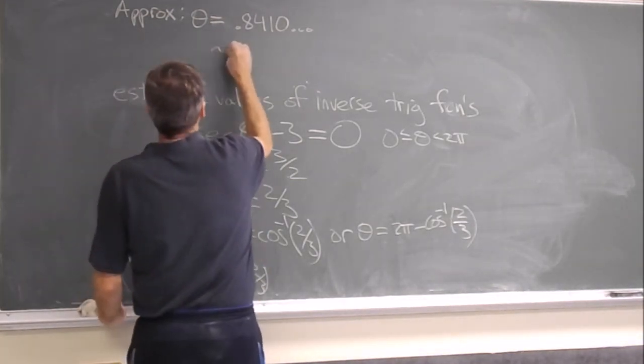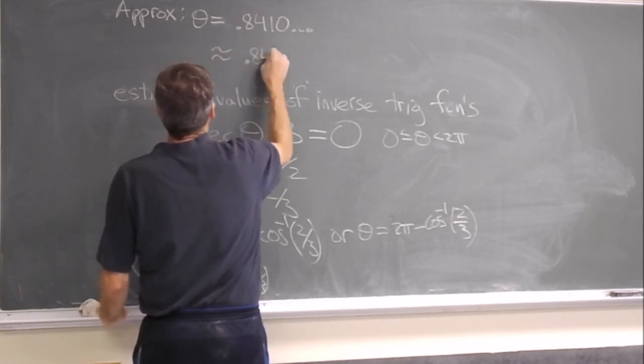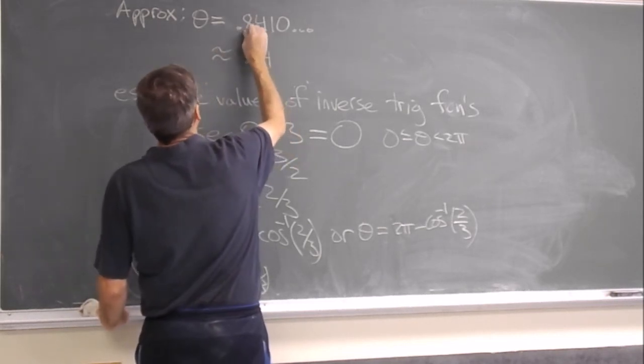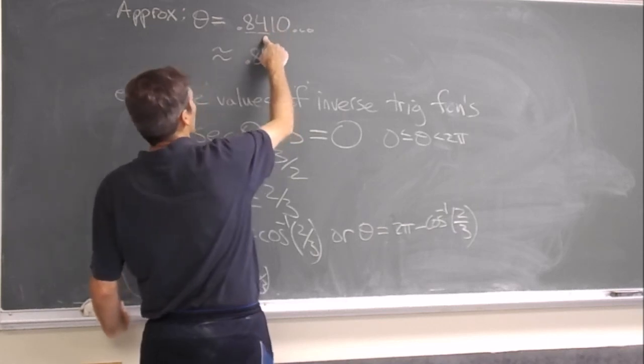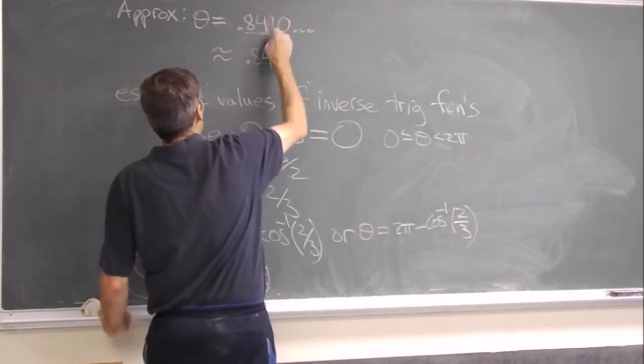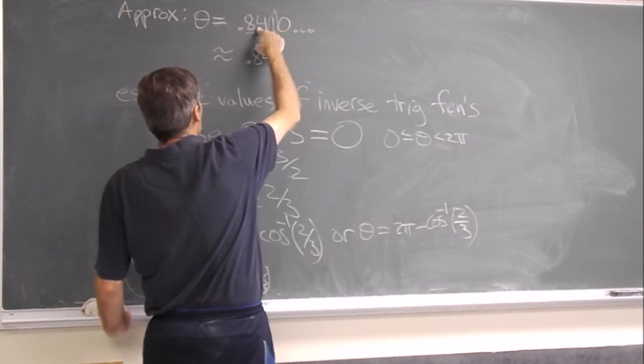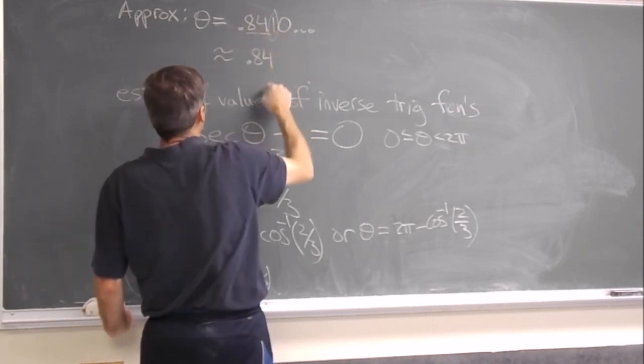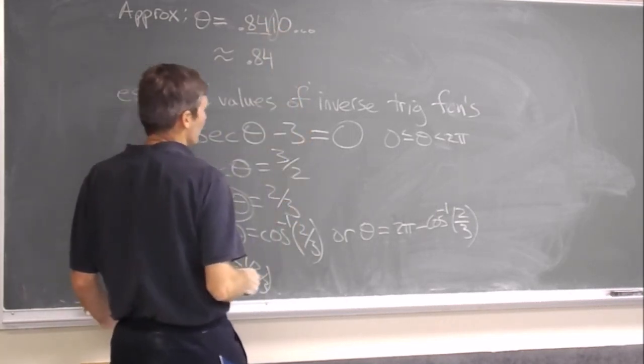So we'll round this and say it's approximately 0.84, because 2 decimal places means march 2 places, 2 digits to the right of the decimal point. And if the third digit is 5 or greater, you round this up. If this is 4 or less, you leave it the way it is. So we write 0.84 as the approximation.